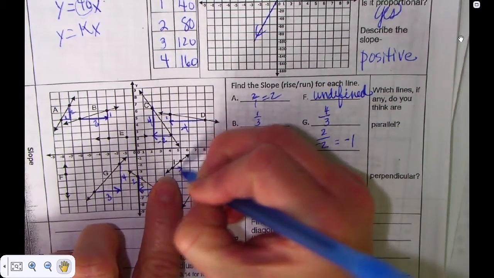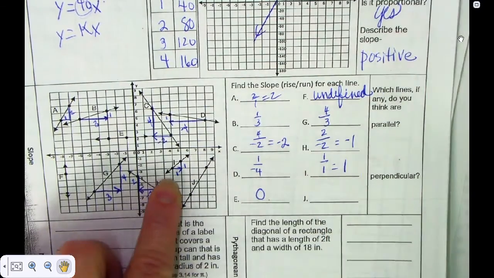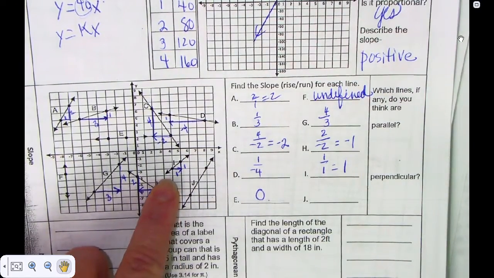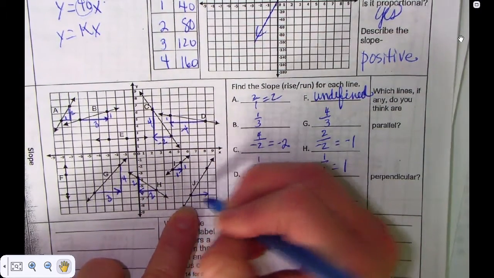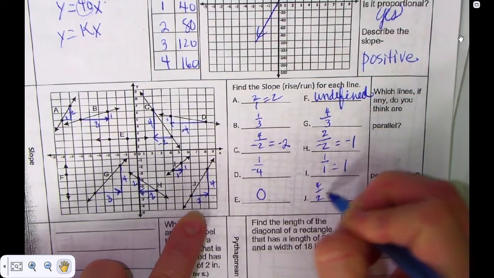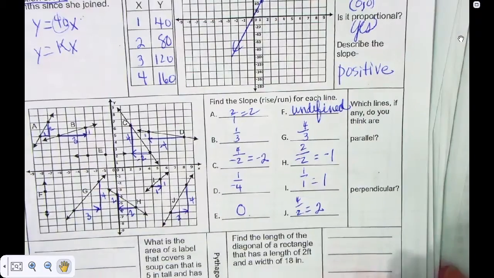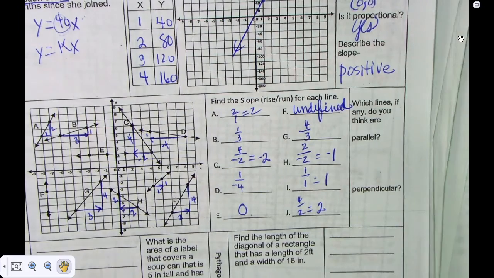I over 1, up 1. 1 over 1 is 1. J over 2, up 4. 4 over 2 is 2. Okay, parallel lines. Parallel lines have the same slope.